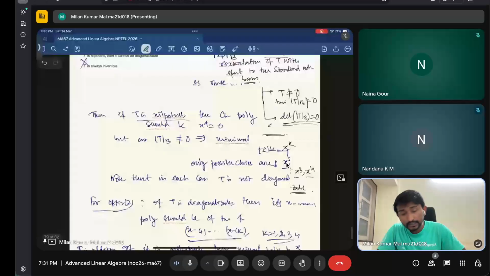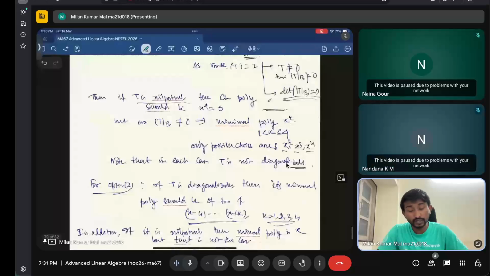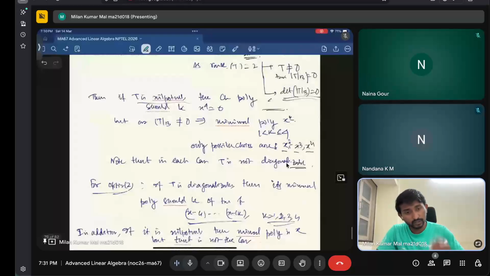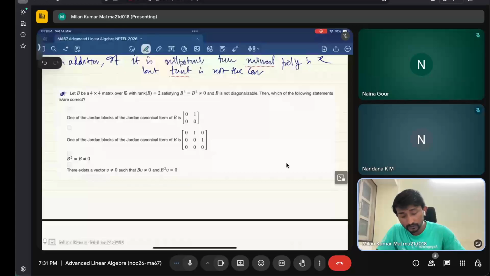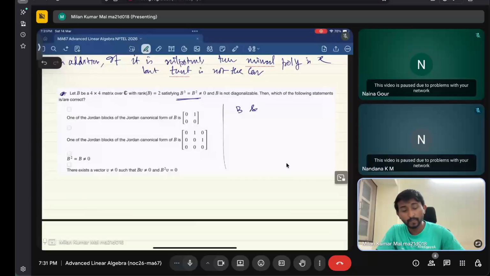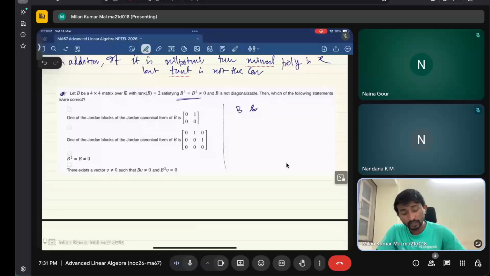So what this problem says: let B be a 4 by 4 matrix over C with rank of B equal to 2, satisfying B cubed equals B squared. So that means the minimal polynomial, the matrix B satisfies the polynomial equation x cubed minus x squared equals 0. That means x squared into x minus 1 equals 0. This is what it is.